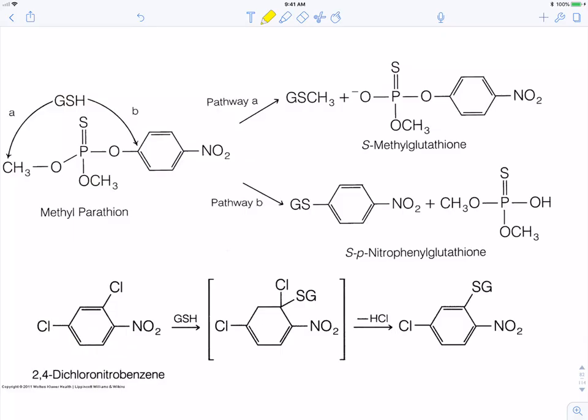So this mechanism can involve several ways. For example, in the detoxification of methyl parathion, there are two possible pathways. Glutathione can remove either the methyl group or the phenyl group, and ends up with two different metabolites. And we see this reactivity as an important detoxification pathway, for example, for chloroaromatic acid.